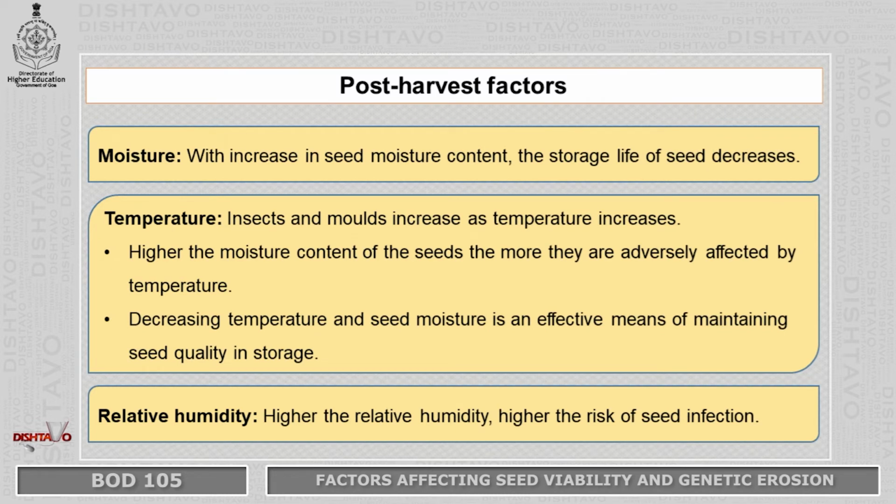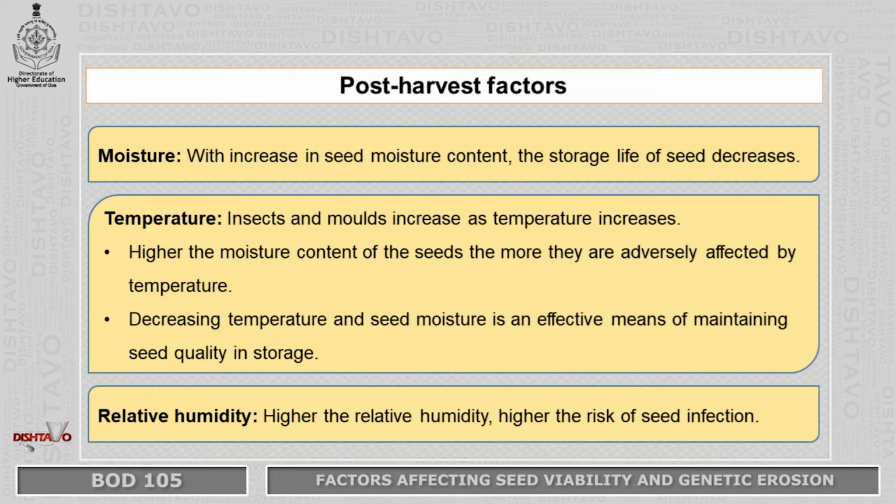Next are the post-harvest factors. Firstly, the moisture. With increase in the seed moisture content, the storage life of the seed decreases. This is because if the moisture content increases, there is possibility of pest attack. Next, temperature. Insects and molds increase as the temperature increases. Higher the moisture content of the seeds, the more they are adversely affected by the temperature. Decreasing temperature and seed moisture is an effective means of maintaining seed quality in storage.